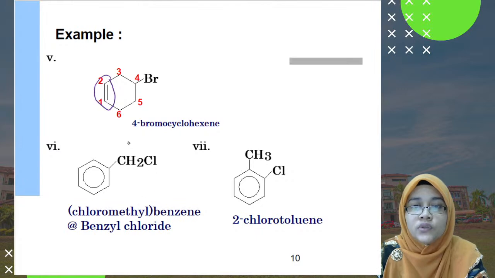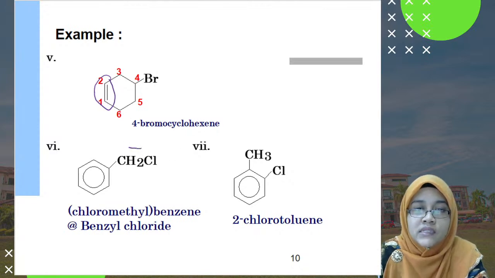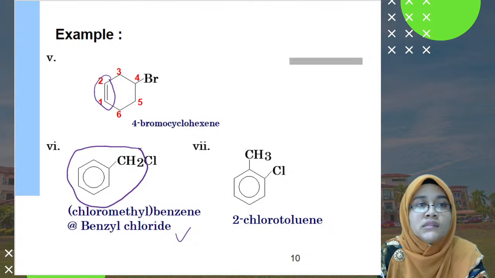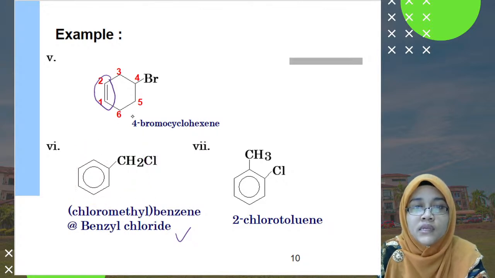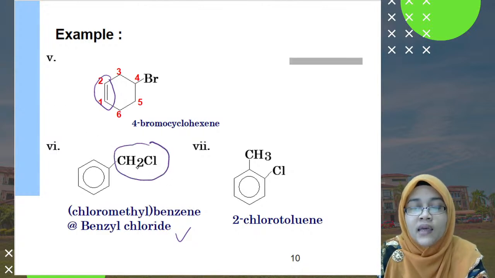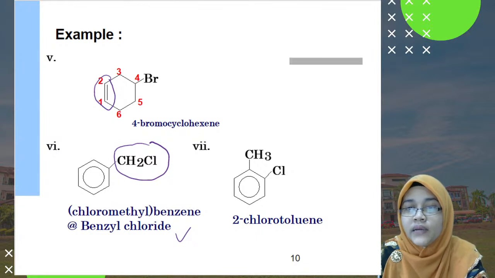Okay, so this is an example of benzyl, methyl and so on, right? So this is benzyl, and this is chloride. Or the other way to name it is to give this as a substituent. This is chloromethyl and this is benzene, so we call it (chloromethyl)benzene, in brackets because this is a substituent.